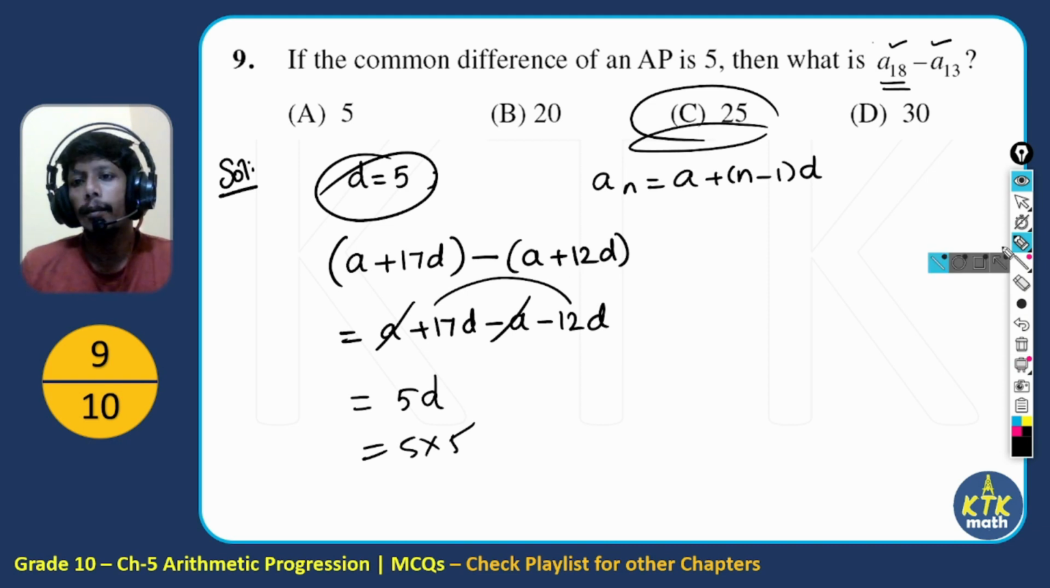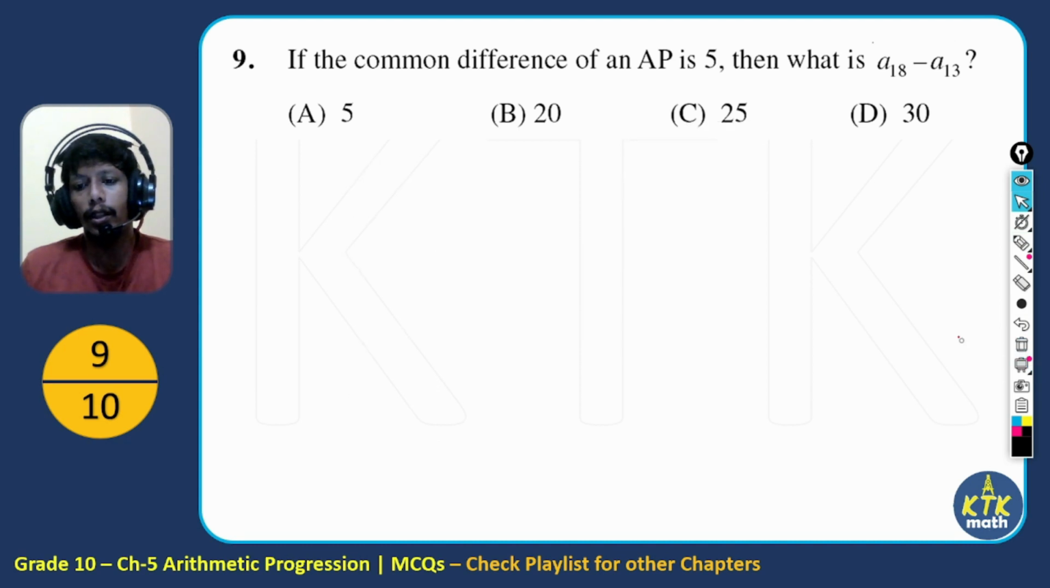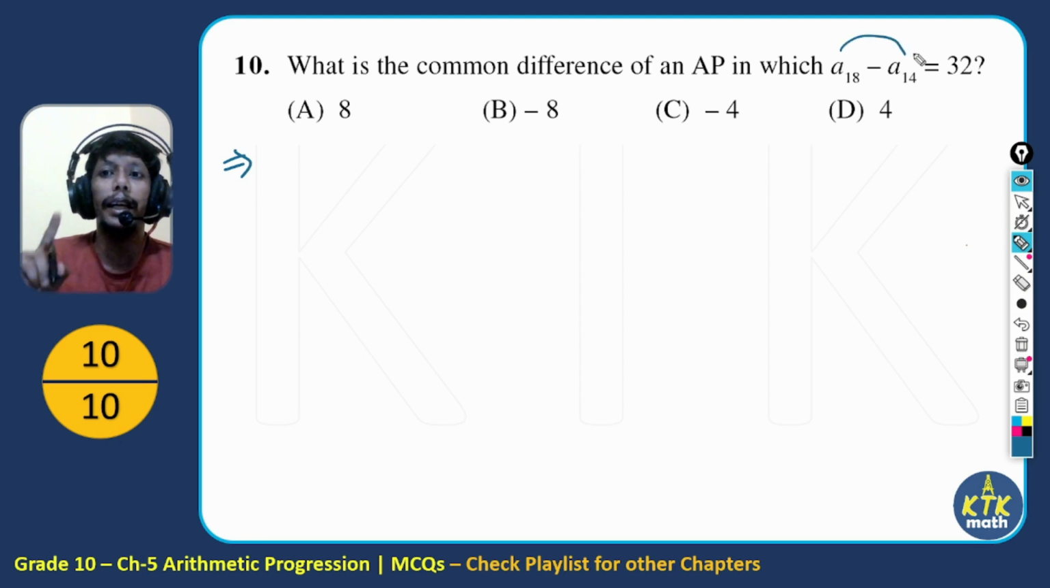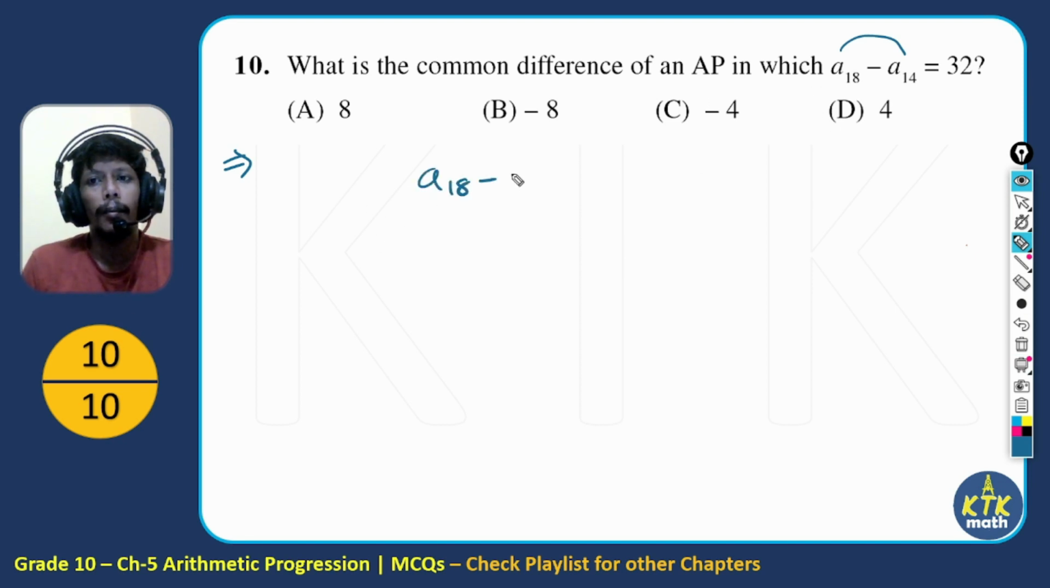The 10th question is similar. Let's go with the 10th question, the last question of this video. Now here, similarly, A18 minus A14, the answer 32 is given. They are asking the D value. In the previous question, D was given and they were asking the answer. Here this is the opposite version of 9. Okay, so A18 minus A14 is equals to 32.